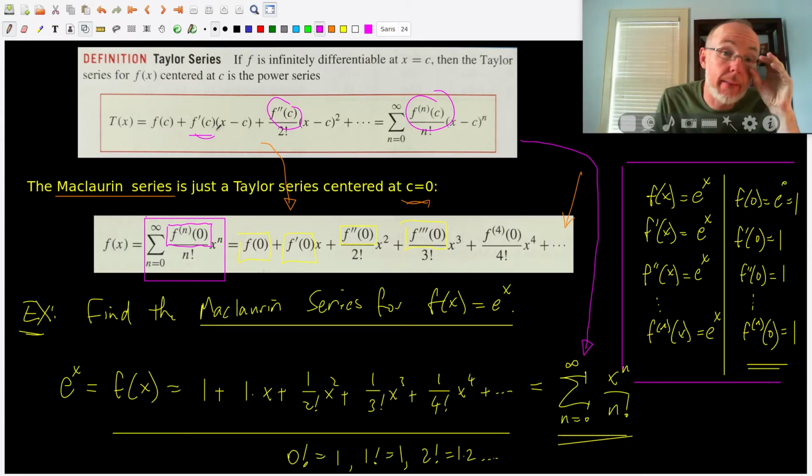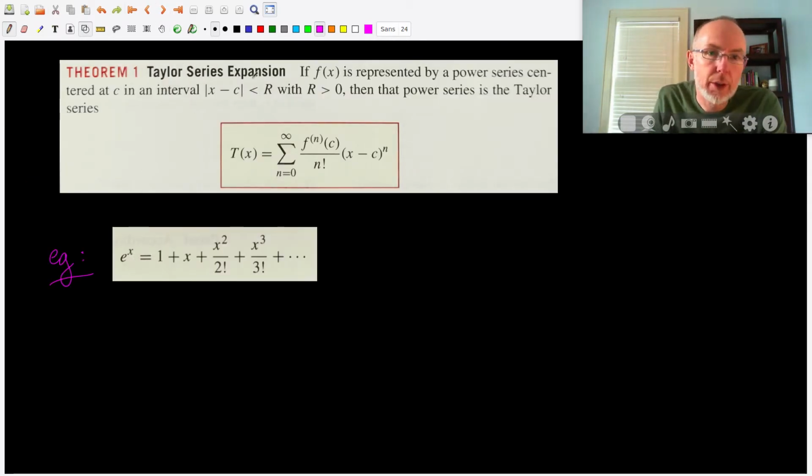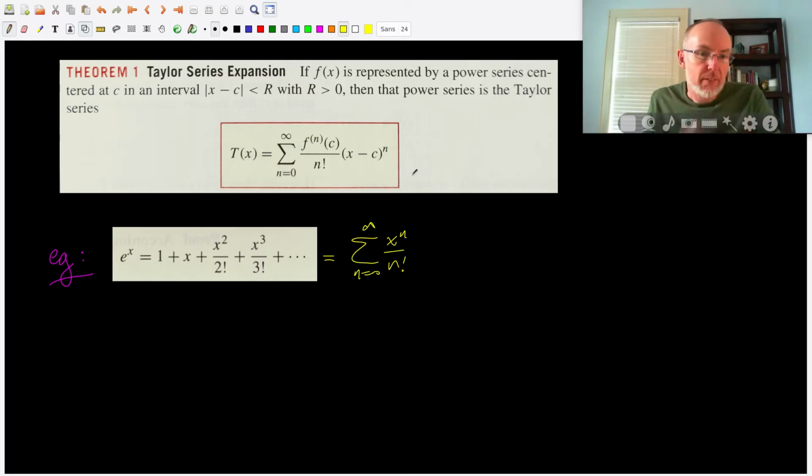Let's pause for a second, think about what this means. Here we've got a Taylor series expansion for a function. For example, we just showed that the Taylor series expansion centered at 0 for the exponential function was this, which we could also write very simply like that. The first theorem here says that if you give me a power series, if I come along and say this is a power series for the exponential function centered at, well, in our example, the center was 0, and the radius of convergence we didn't calculate, but I'm about to. If I've got a power series, then that power series is the Taylor series.